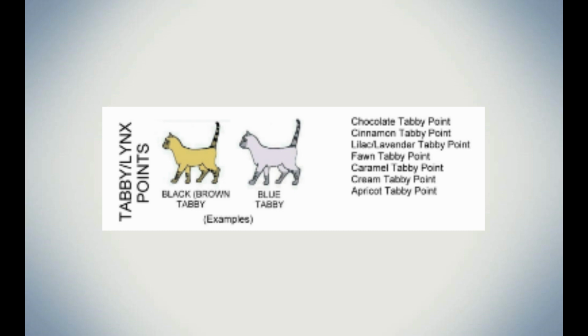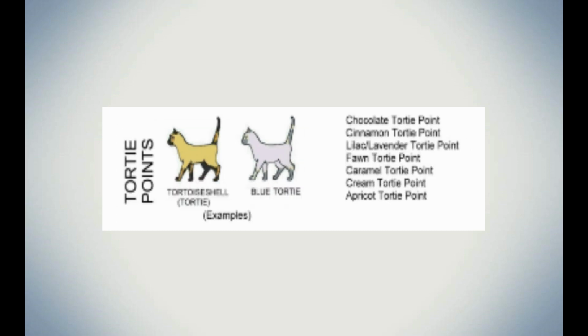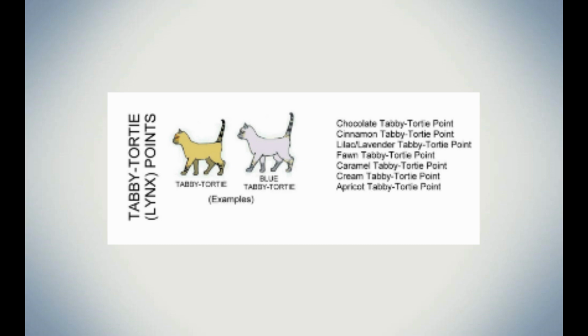When a Colourpoint has stripes of any color, it's called a lynx point. When a Colourpoint has tortoise shell markings of any color on it, it's called a torty point. And a Colourpoint that has both tabby and torty in it is called a torty lynx point.